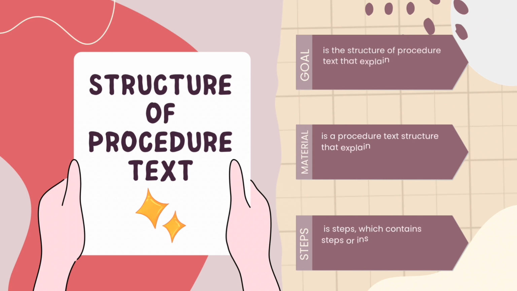Structure of procedure text. The structure of procedure text consists of three parts. What are the parts of the structure of procedure text? There are goals, materials, and steps. The first is goal. Goal is the structure of procedure text that explains the purpose or goal.